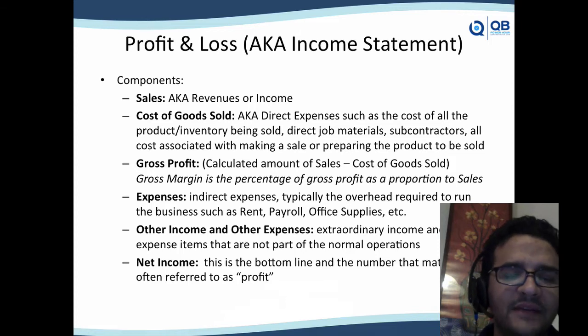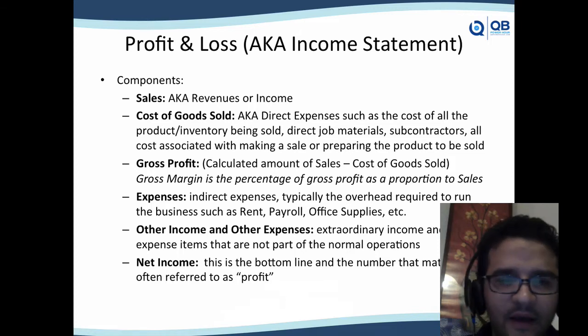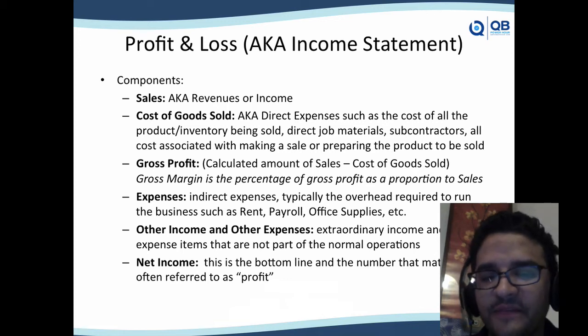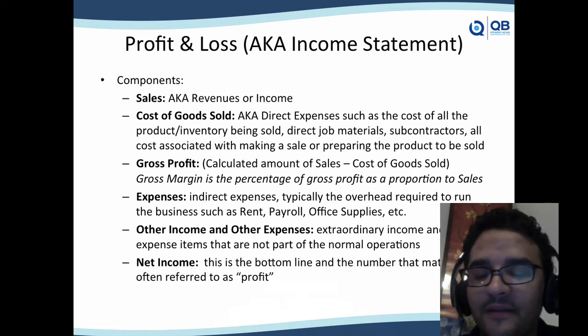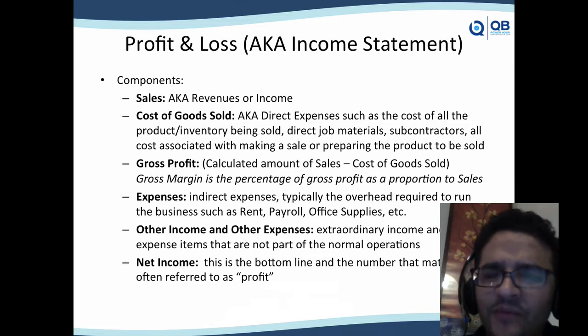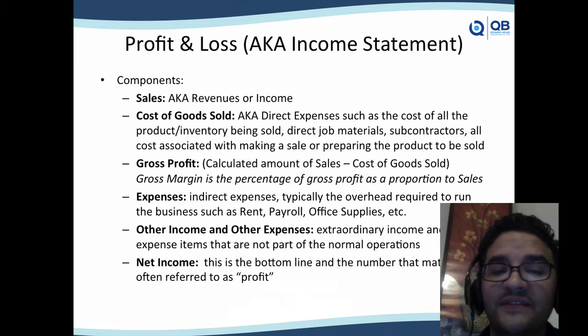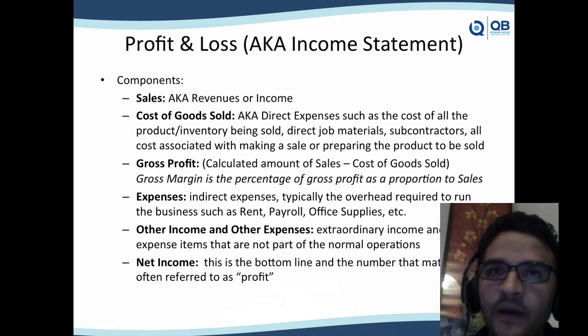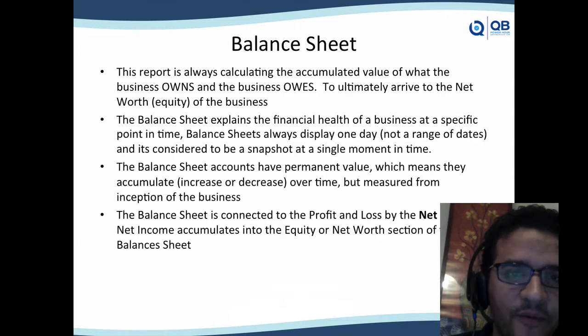And we want to separate them because we don't want somebody looking at these reports thinking that these other income and other expenses are always expected to be there. And then at the very end, we have the bottom line, which is the net income, which is the number that matters. This is what people refer to as the profit. This is how much money we make at the end through our operations. This is how much value the business generates through its operations.